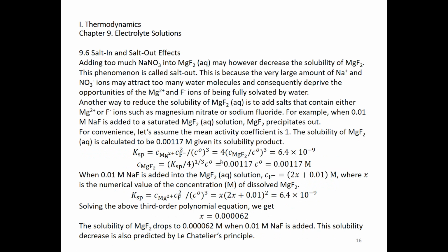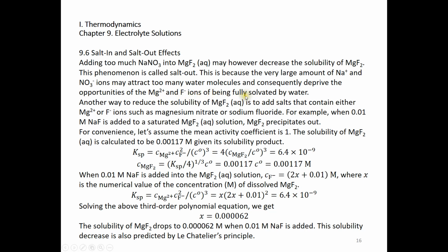But adding too much sodium nitrate into this magnesium fluoride solution may sometimes decrease the solubility of magnesium fluoride, and this phenomenon is called salt-out. In this case, if we add too much sodium nitrate, the sodium and nitrate ions may attract too many water molecules, most of the water molecules, and consequently deprive the magnesium cation and fluoride anion of the opportunity of being fully solvated. Then we can dissolve less magnesium 2 plus and fluoride ions in water.